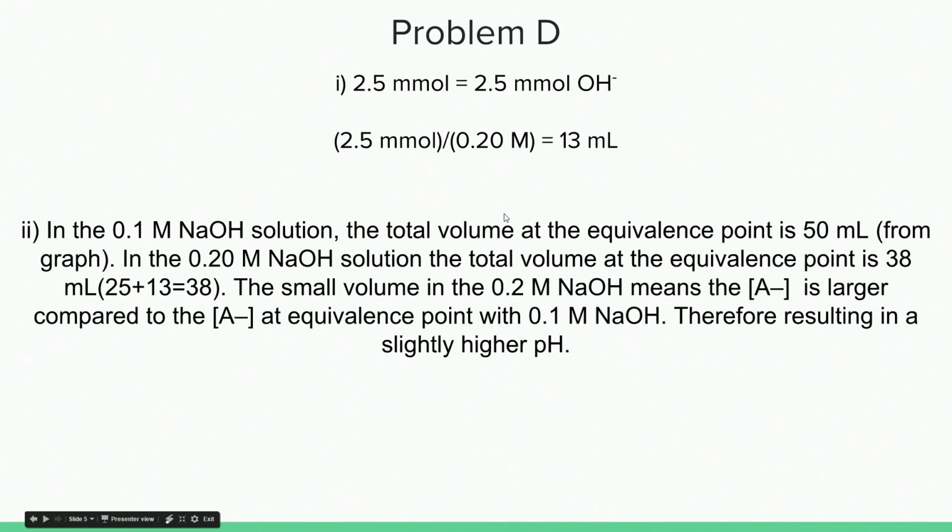And the smaller volume in the 0.2 NaOH means that A minus is larger compared to the A minus at the equivalence point with the 0.1 molarity NaOH, therefore resulting in a slightly higher pH.